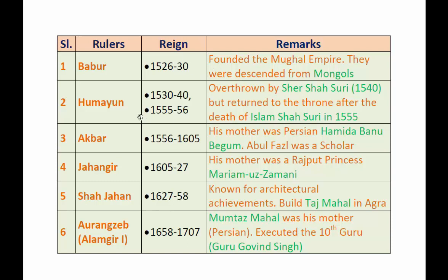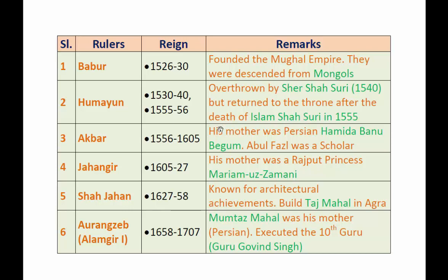The next ruler is Humayun, who was the son of Babur. During his time, he was overthrown by Sher Shah Suri, who was the ruler of Bihar and Bengal, in 1540. Humayun returned to the throne again in 1555 to 1556, after the death of Sher Shah Suri and of Islam Shah Suri, the son of Sher Shah Suri.